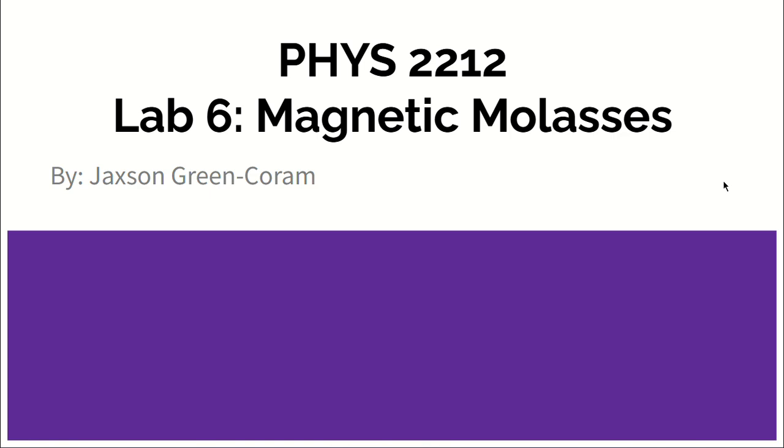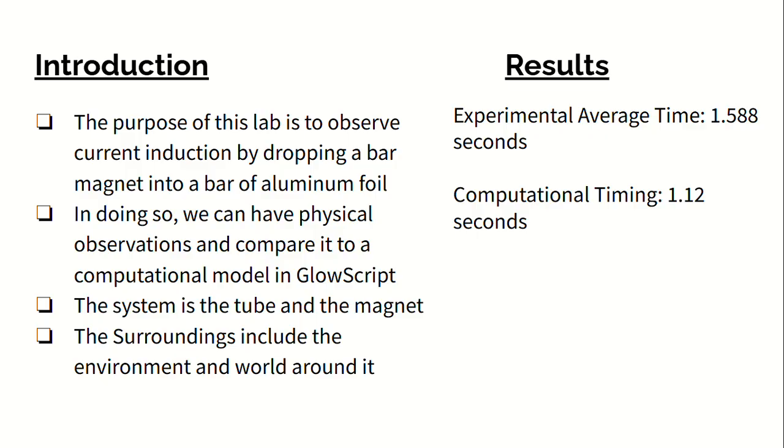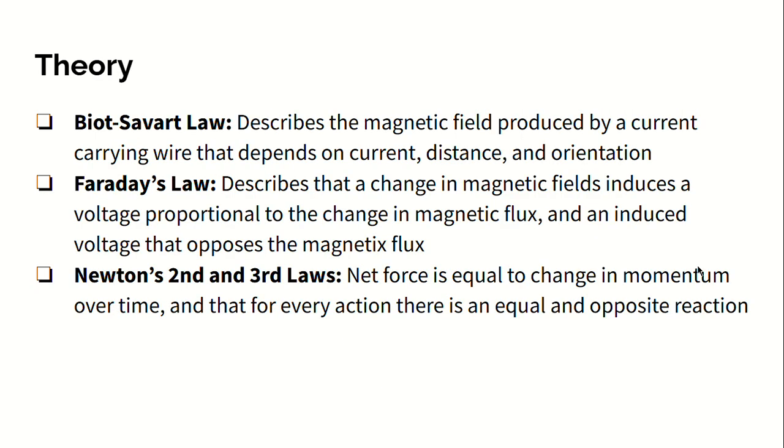Let's get into it. For a brief introduction, the purpose of this lab is to observe current induction by dropping a bar magnet into a bar of aluminum foil, more like a roll instead of a bar. In doing so, we have physical observations and compare it to a computational model made in GlowScript. This system is the tube and the magnet, and the surroundings include the environment and the world around it. From my results, we have that the experimental time average was 1.588 seconds, and the computational timing is 1.12 seconds.